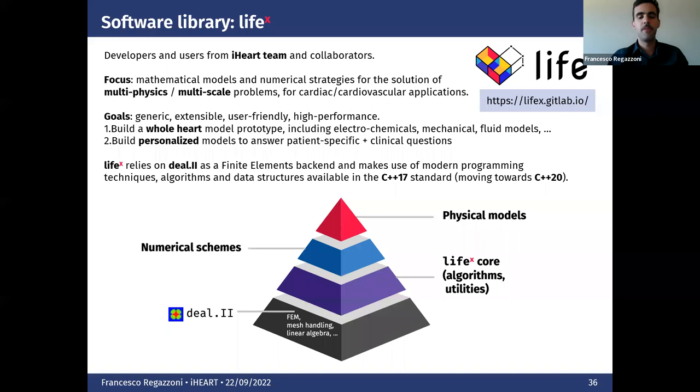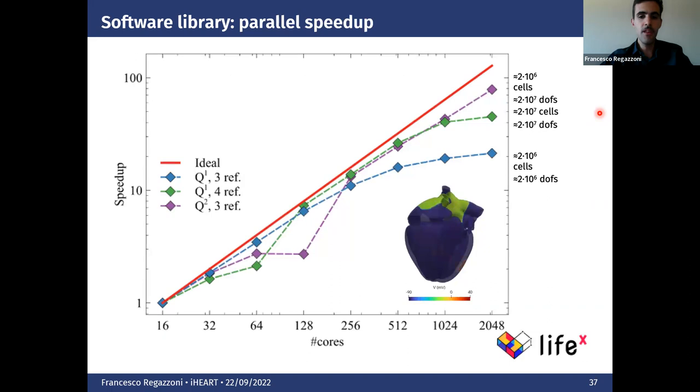Just a few words on software. Software plays a really pivotal role in mathematical modeling, because when you want to perform this kind of numerical simulations that are very computation demanding, you have to perform an ad hoc development of software. And the software that we are using is called LifeX. It's a software that we developed inside our group, starting from a library that is called deal.II. And we are partially releasing this code as open source. So if you're interested, you can browse this website and you can find some parts of the code that are released for educational or research purposes.